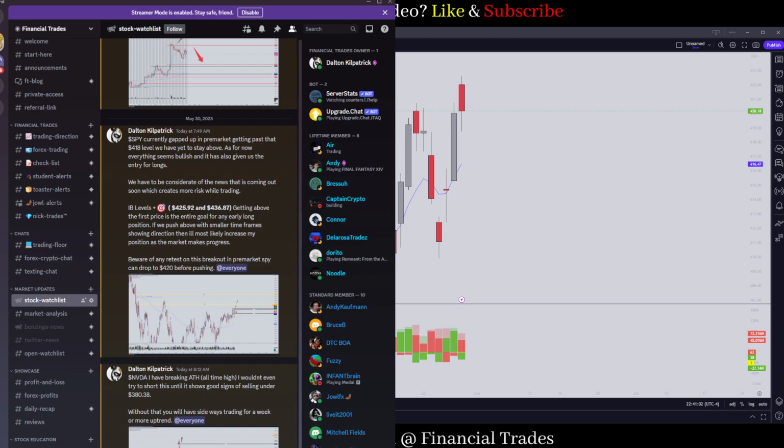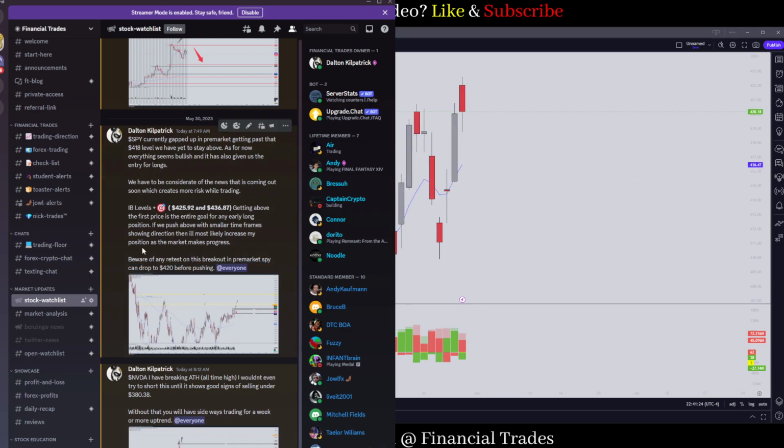I said getting above the first price is the entire goal for any long position. If we push above with smaller time frames showing direction, then I'll most likely increase my position as the market makes progress. I did do a forewarning, though, with the beware of any retest on this breakout and pre-market. SPY could drop to 420 before pushing higher. And out of all this, this was the case today. SPY indeed dropped to 420 before pushing higher.